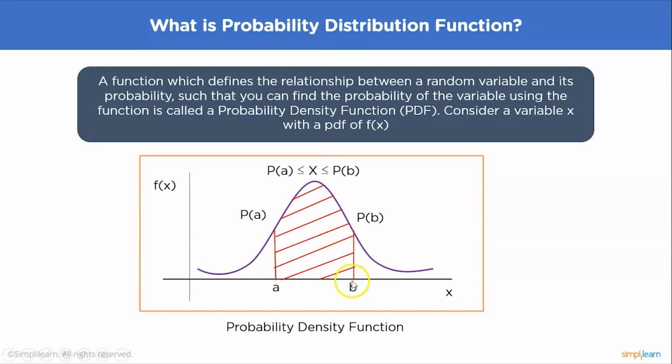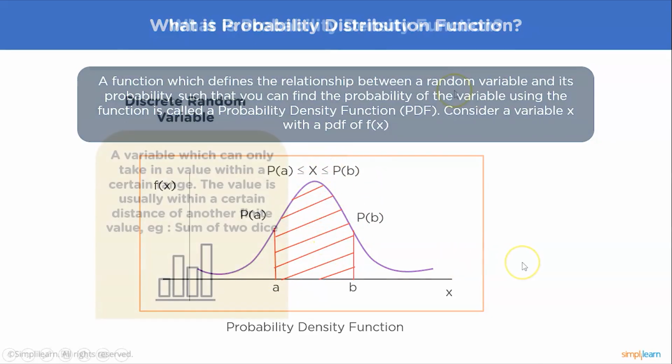Suppose you want to find the probability of b happening. For a probability density function, the probability of b happening is not simply this point here, but the entire area of the graph which is taking place before this point itself. So if you want to find the probability between these regions, you're going to have to find the entire area and not simply the probability at one point.